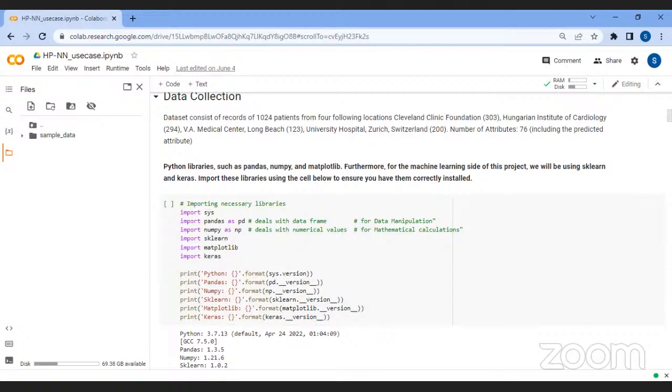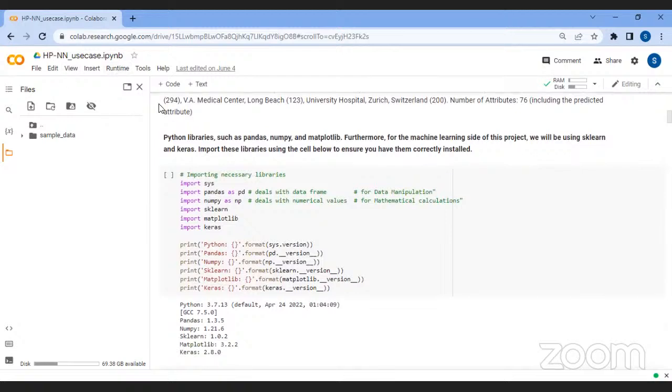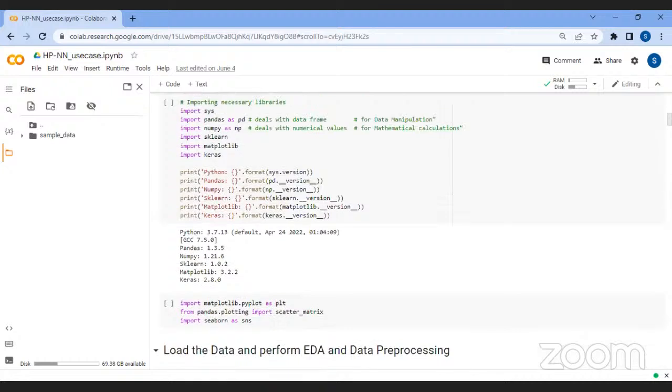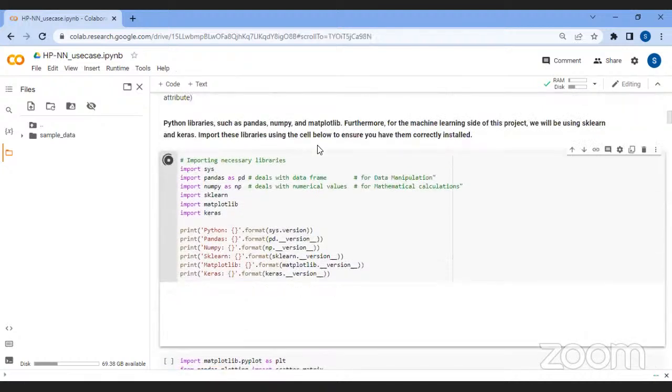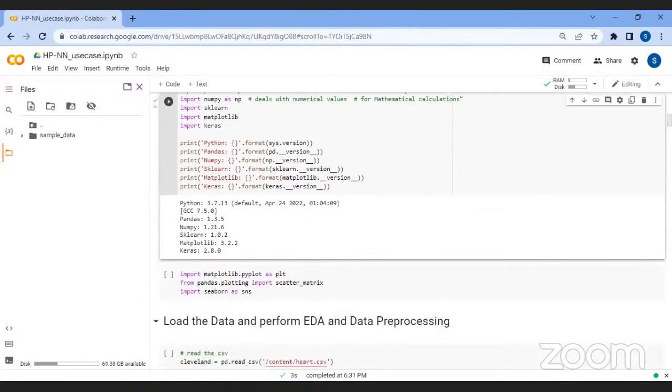We have used different Python libraries such as pandas, numpy, matplotlib, and for the machine learning side of this project, we have taken sklearn and keras. We have imported these libraries for doing this analysis, and all the modules required for this process.